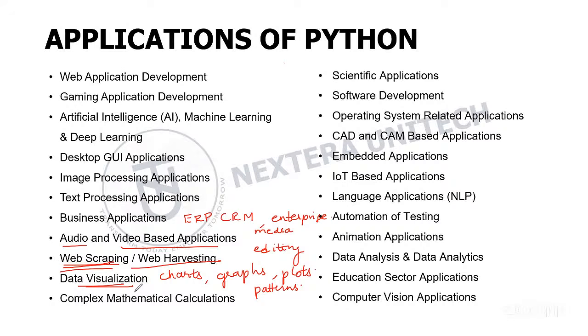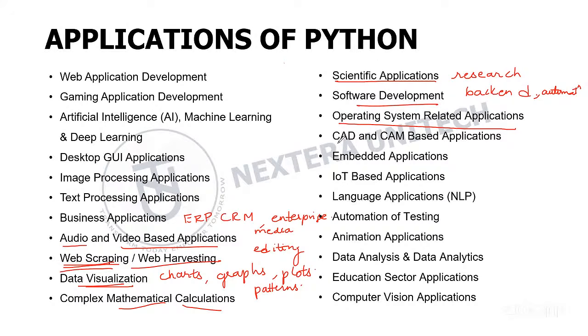And also it is useful in complex mathematical calculations. So it performs scientific and numerical computations effectively. And also it is used in scientific applications like research purposes, simulations, and scientific modeling. And it is also used in software development for the backend development mainly, and also automation scripts, and also system tools. It is used also in operating system related applications. So it helps in system scripting and OS level automation tasks.